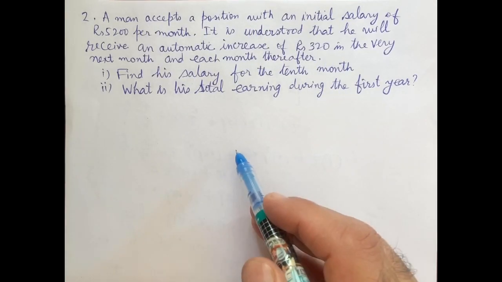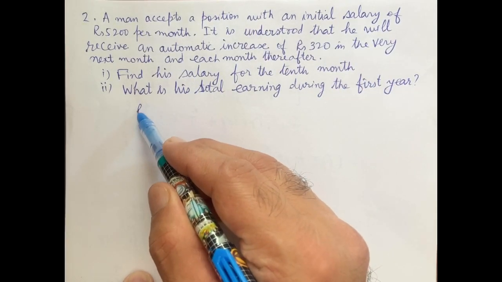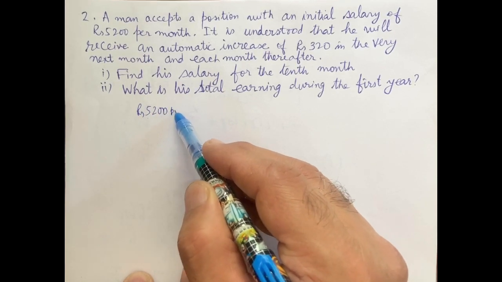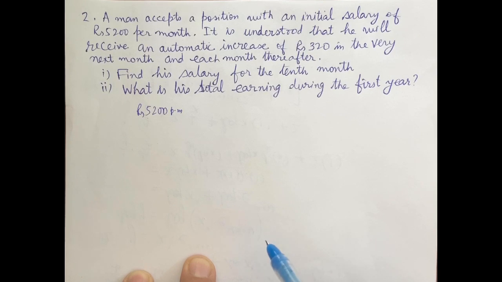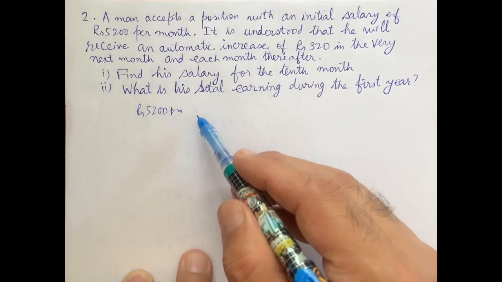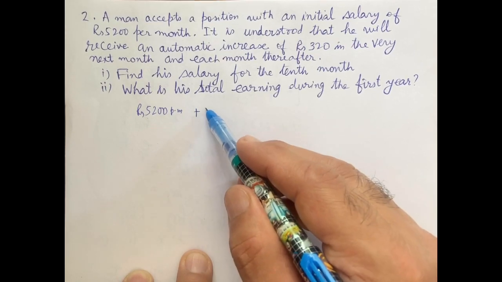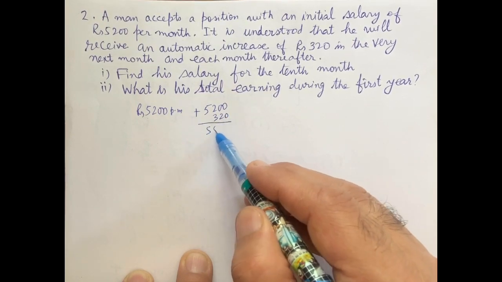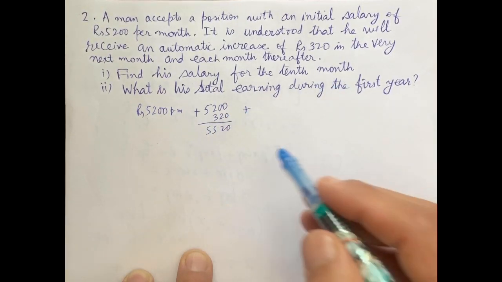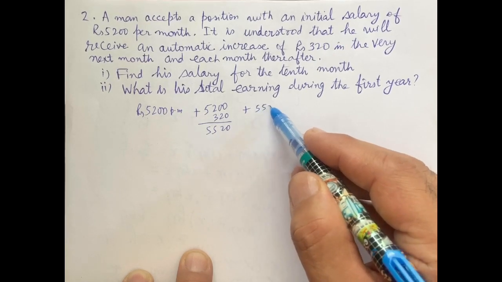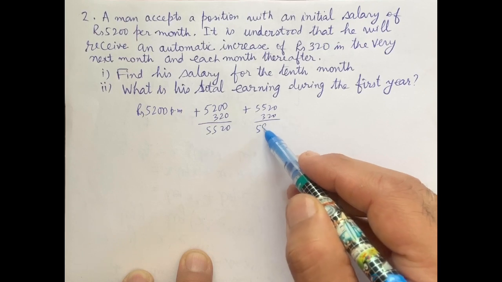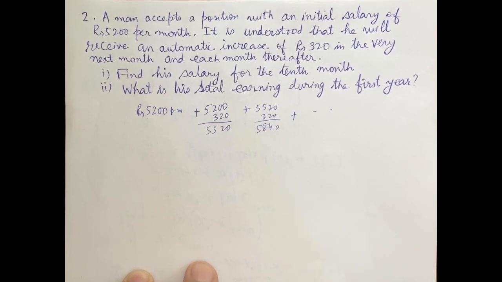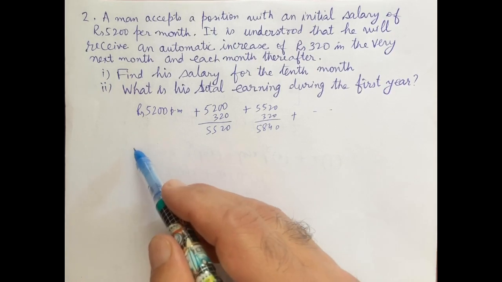A man accepts a position with an initial salary of rupees 5200 per month, and he will receive an automatic increase of rupees 320 in the very next month and each month thereafter. So next month it will be 5200 plus 320, that is 5520, and next month it will be 5520 plus 320, that will be 5840, and so on. We have to find his salary for the 10th month.